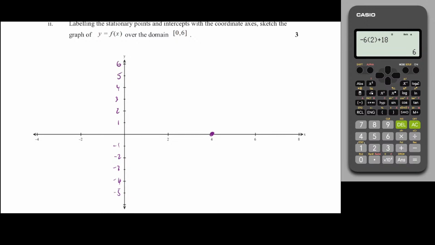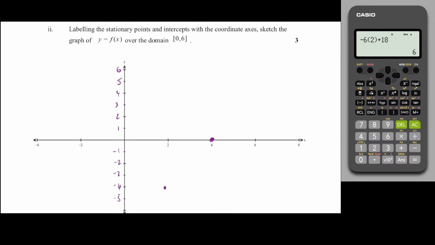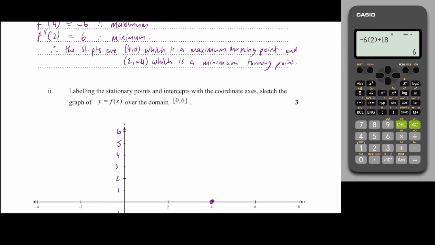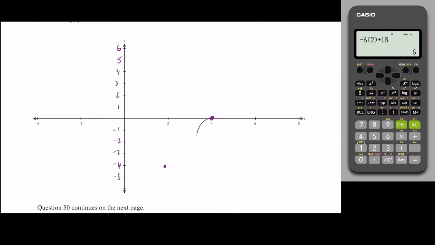4, 5, 6. What do we say? Negative 4. So it's down here. Now, what type of point did we have at 4? 4 was a maximum, so it's going to look something like this. This one's going to look something like this.